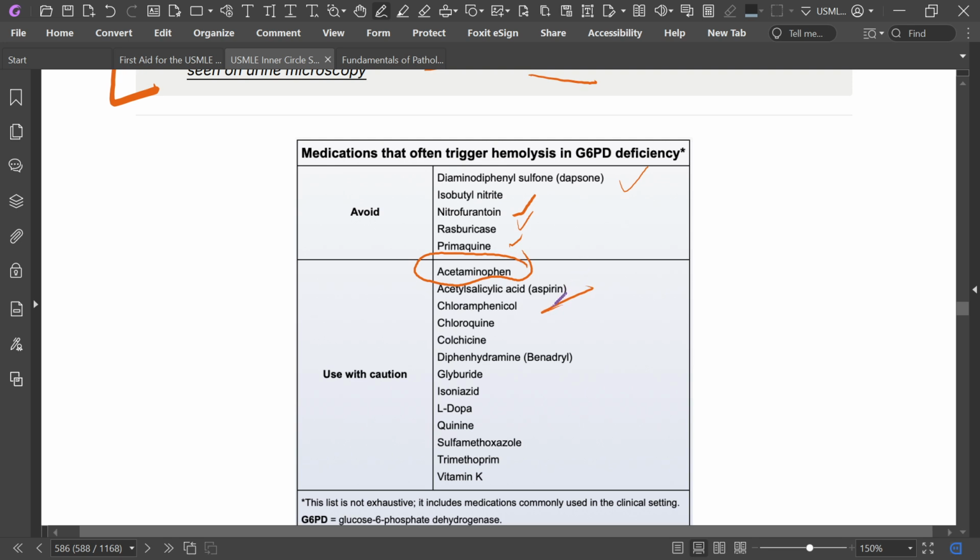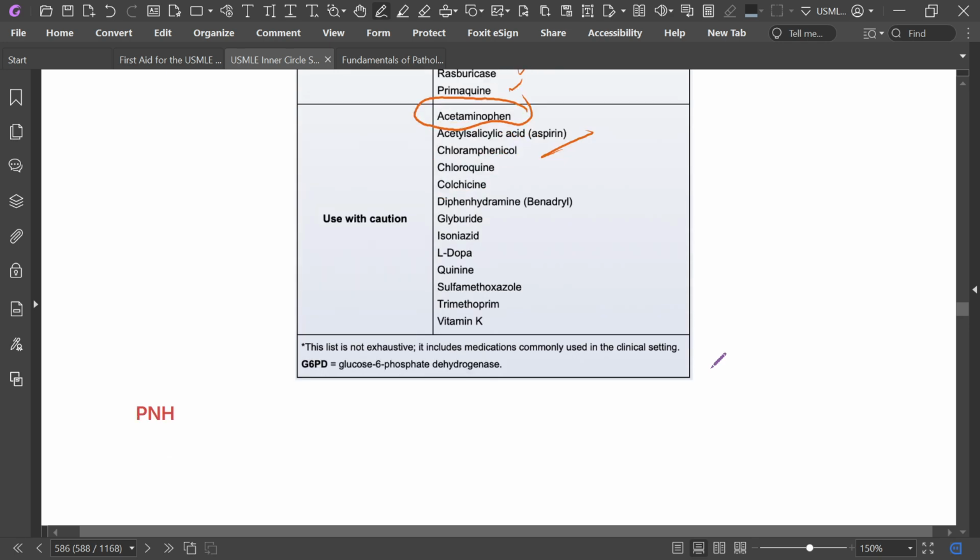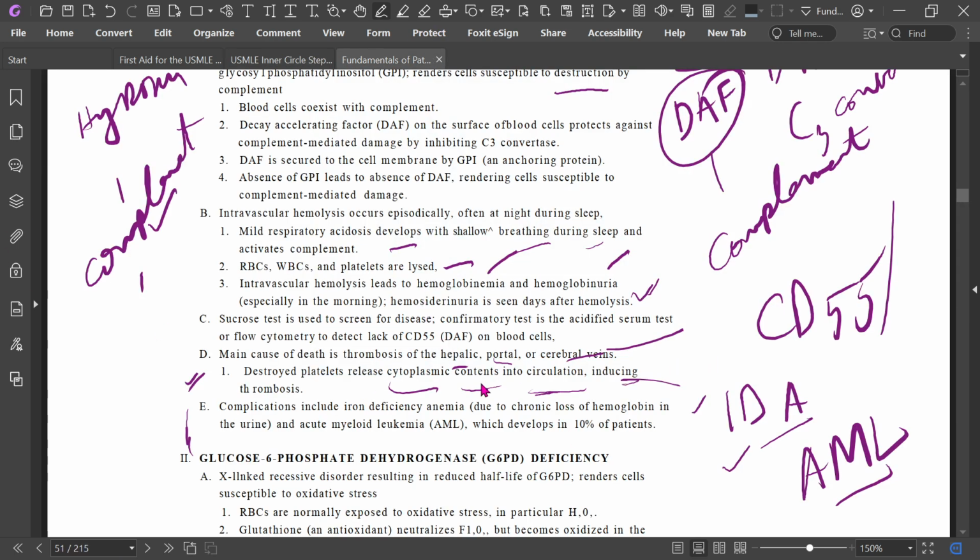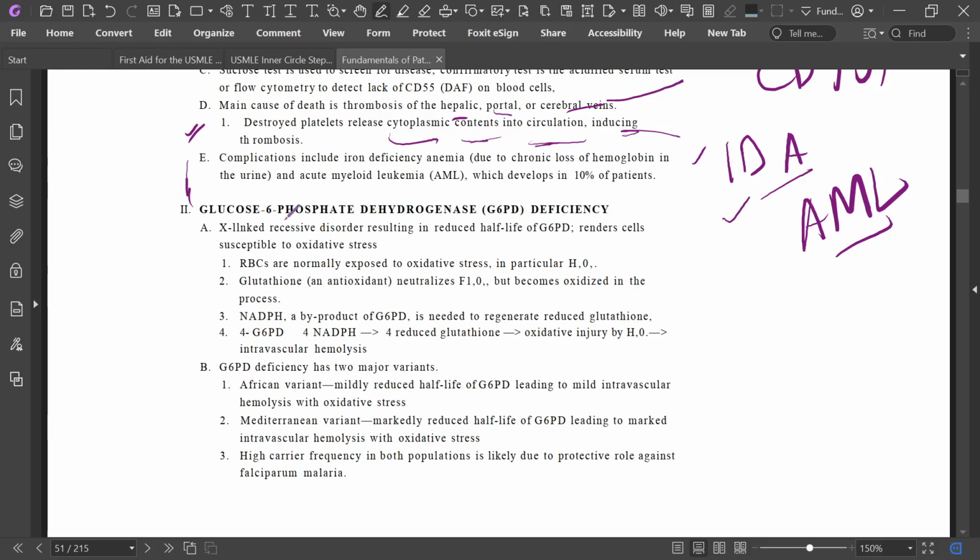Aspirin, acetaminophen, chloramphenicol, chloroquine, colchicine, diphenhydramine, glyburide, isoniazid, L-dopa, sulfamethoxazole, trimethoprim, vitamin K: these are the drugs that should be used with caution. Now, G6PD deficiency is an X-linked recessive disorder resulting in reduced half-life of G6PD, rendering cells susceptible to oxidative stress.